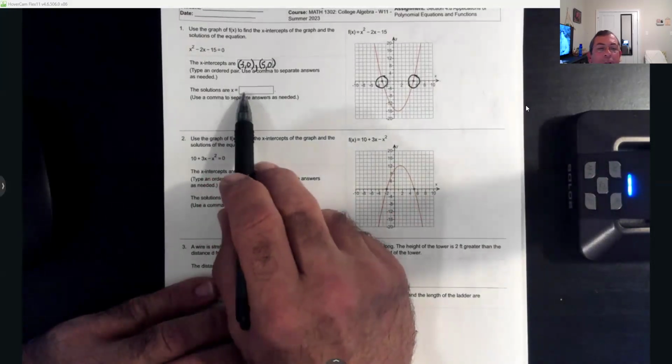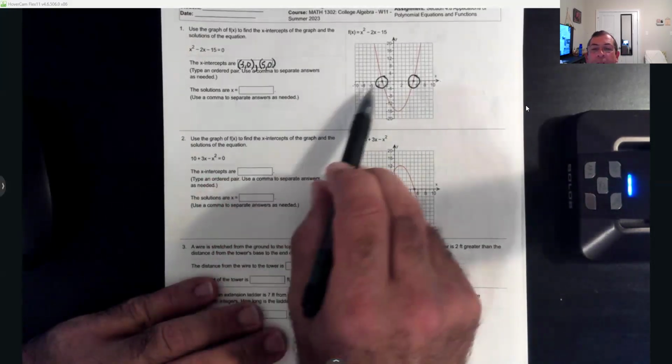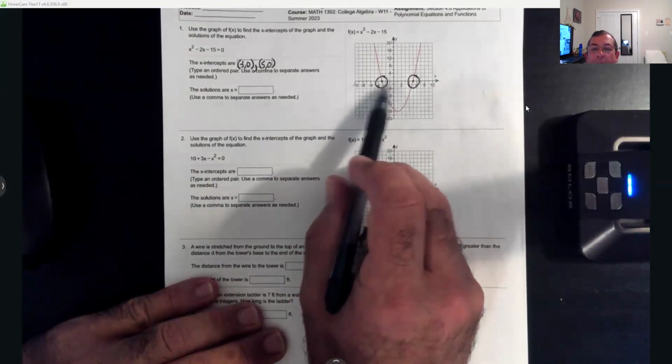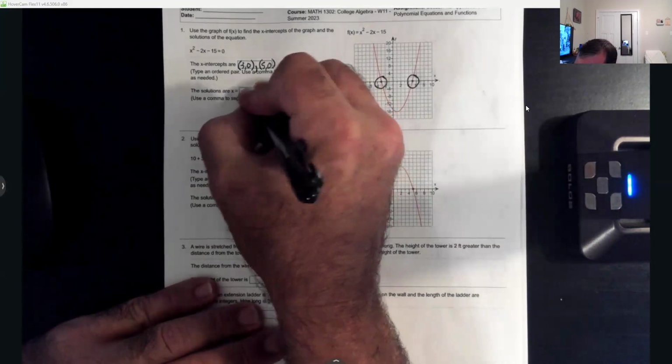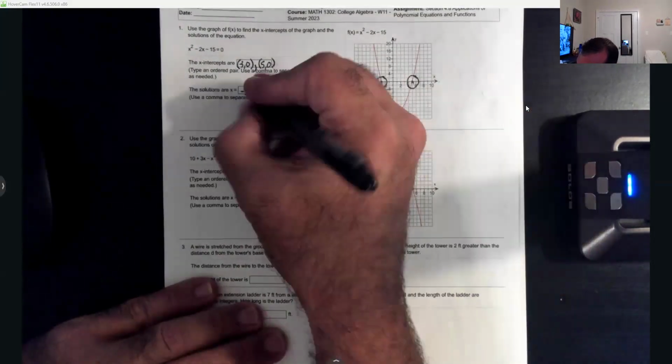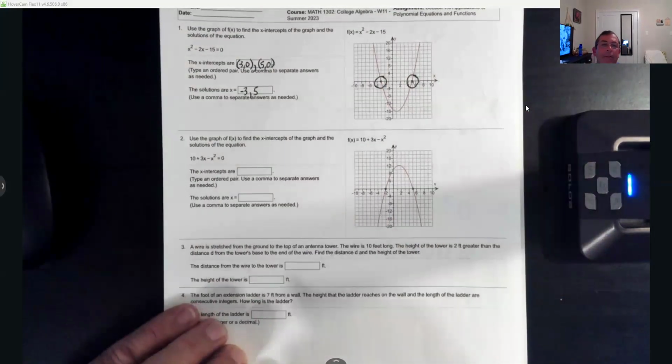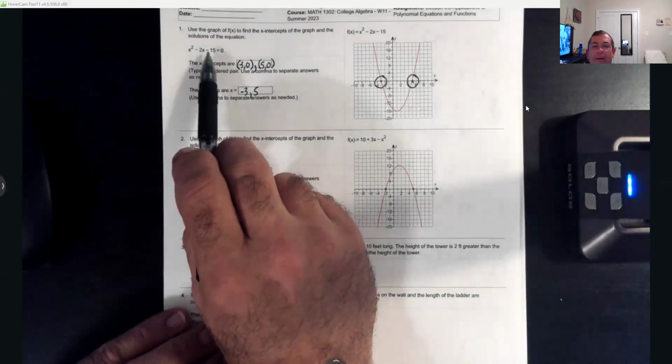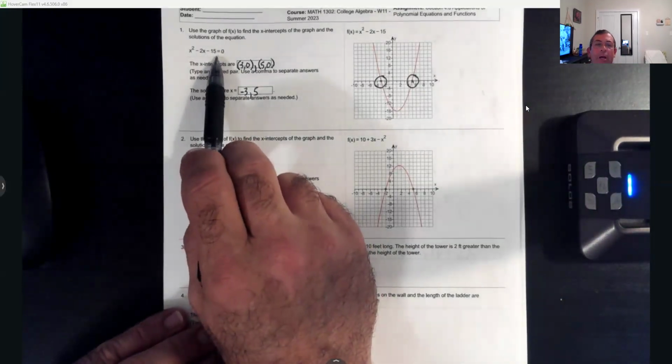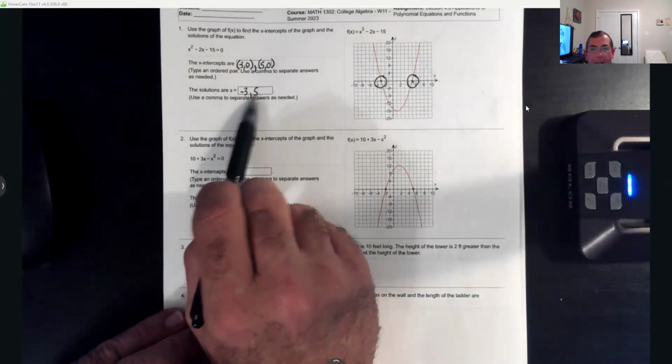Now, it wants the solutions. Well, the solutions are actually the numbers where it crosses the line. That'd be a -3. And then that crosses at 5. So if you was to solve this by factoring, quadratic formula, any method, you would get them two answers.